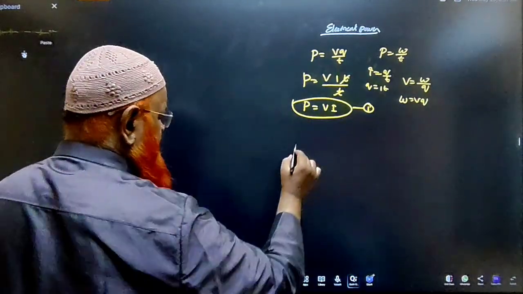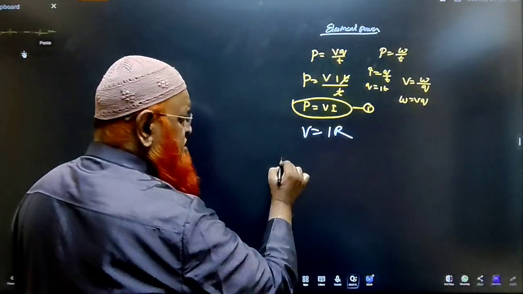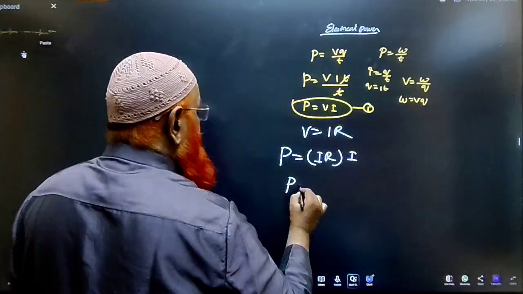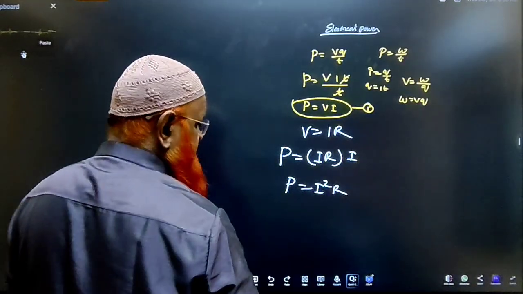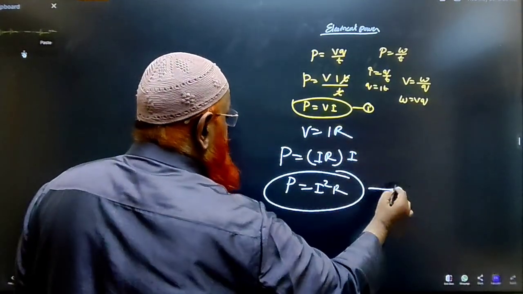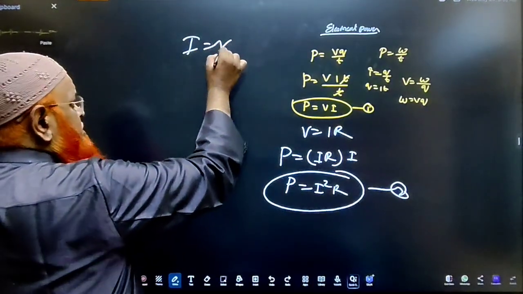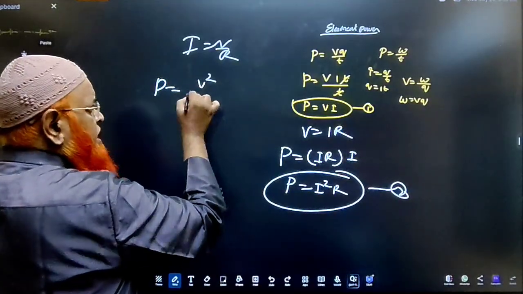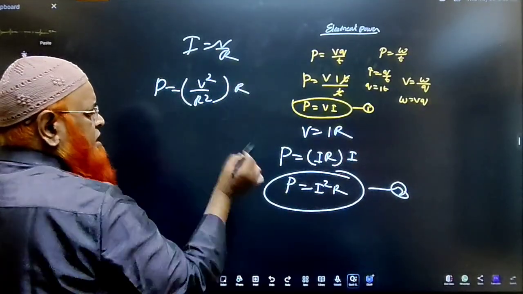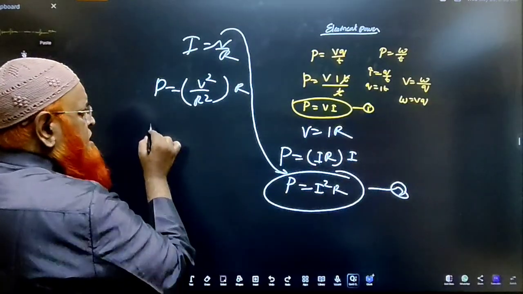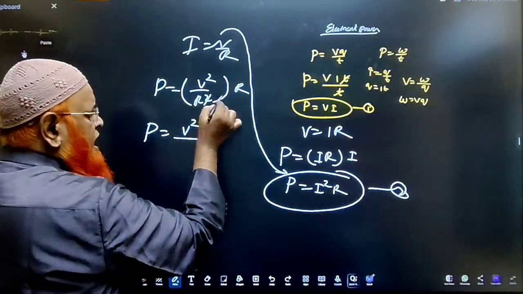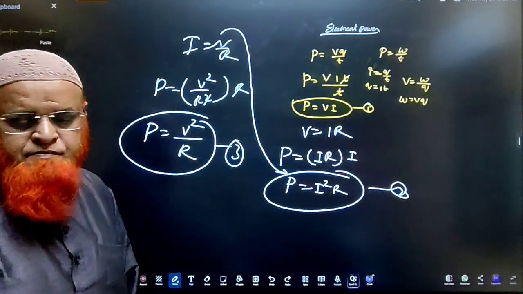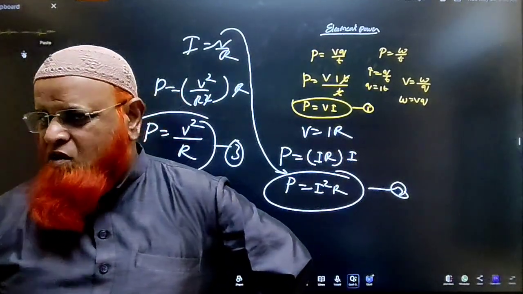Let's discuss here. You also know V is equal to IR according to Ohm's law. If you substitute that here, I into R into I, power is equal to I square R. So this is going to be the second formula. But you also know I is equal to V by R. Power is equal to V square by R square into R. You are substituting this I here, isn't it? So power is equal to V square by R. That is going to be your third formula for power. Hope you are understanding what I am saying now?